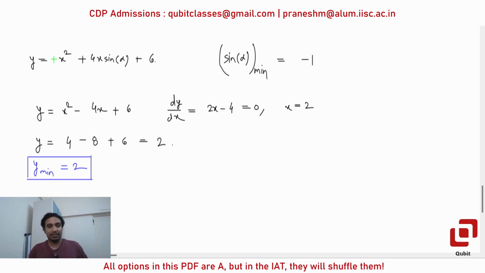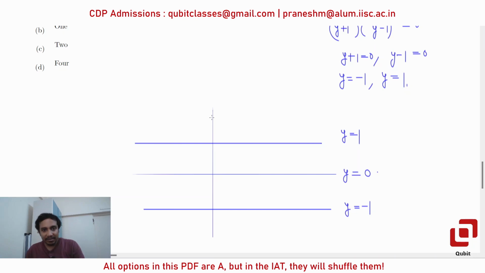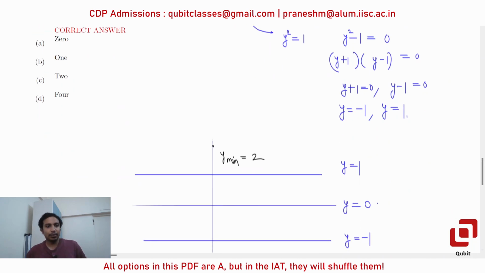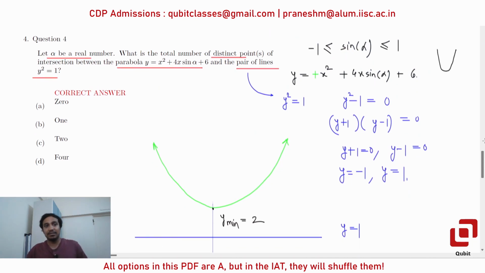Okay, we know it is actually y min. Now look here, this y min is somewhere here. And because this x squared is positive, the whole shape of the curve is going to be like this. So can it have any point of intersection whatsoever? No, it cannot. So the correct option is A, 0.